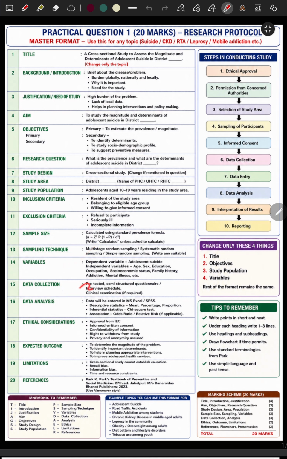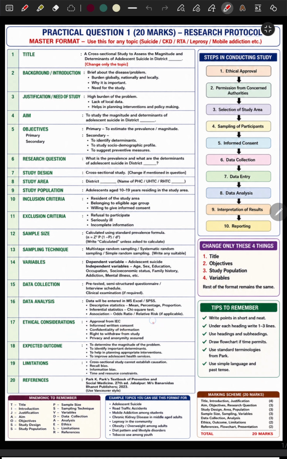Data collection: a pre-tested or semi-structured questionnaire, if there is already a standard questionnaire for it. Interview schedule or clinical examination. Data analysis: mostly MS Excel or SPSS. Otherwise, whichever software you are using, mention that. For descriptive statistics: mean, percentage, proportion. Inferential statistics: chi-square test, association, odds ratio, relative risk.